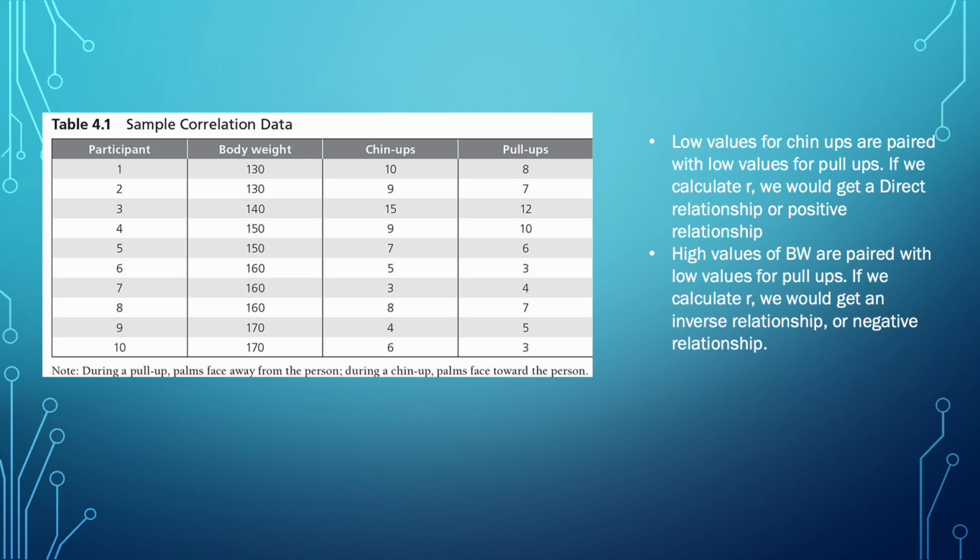On the contrary, if we look at our body weight in relationship to pull-ups, we see that those with a lower body weight tend to have a higher pull-up score, and those with a higher body weight tend to have a lower pull-up score. If we were to calculate R here, we would get an inverse relationship or a negative relationship. So as body weight goes up, pull-ups go down, whereas as chin-ups go up, pull-ups also go up. We can plot this in a scatter plot, which we can see on the next slide.